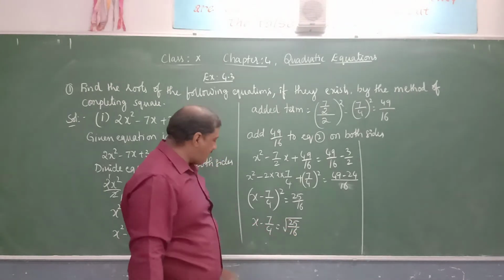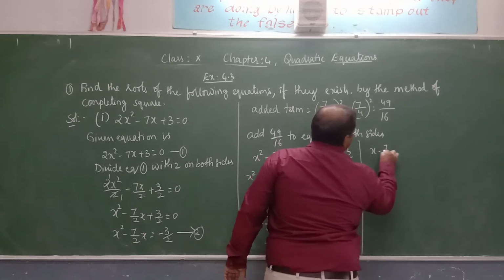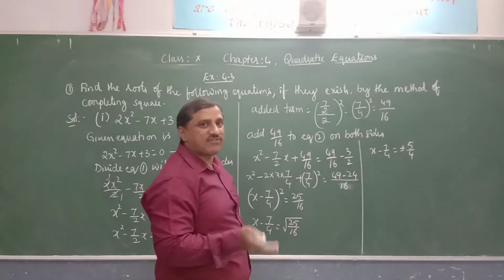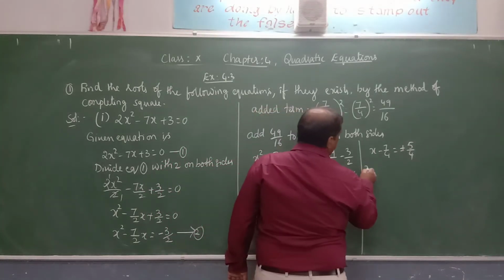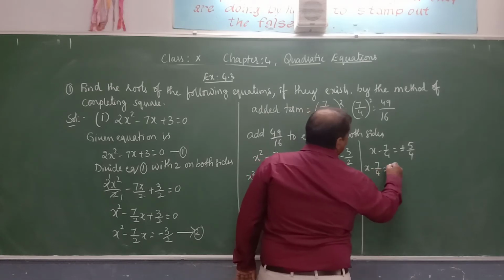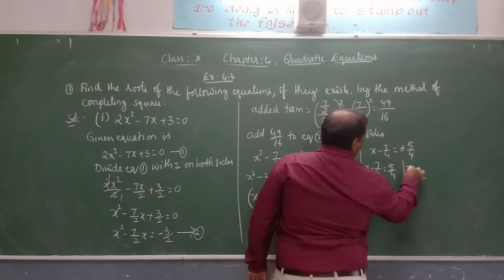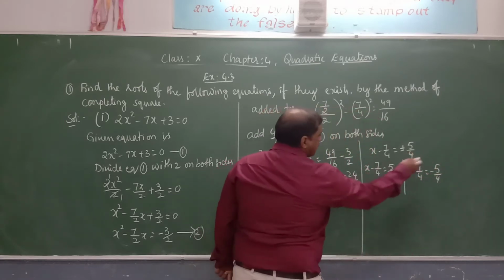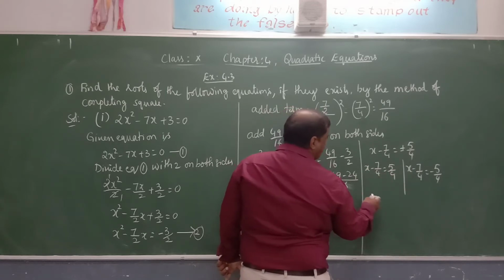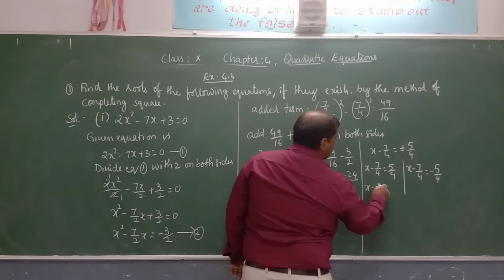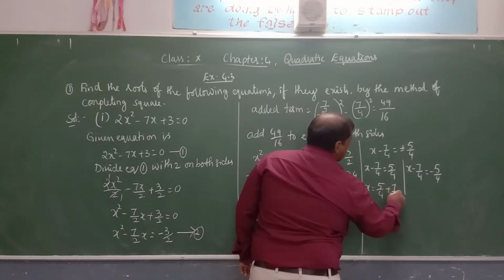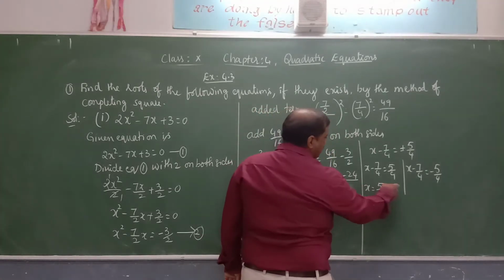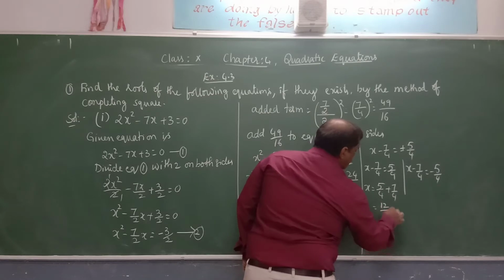So plus or minus 5 by 4, that is x minus 7 by 4 is equal to plus or minus 5 by 4, that is plus 5 by 4 and minus 5 by 4. Now x minus 7 by 4 is equal to 5 by 4, or x minus 7 by 4 is equal to minus 5 by 4. Transpose minus 7 by 4 to RHS, it will become plus 7 by 4. That is x is equal to 5 by 4 plus 7 by 4. The denominators are the same, so adding the numerators, 5 plus 7 is 12, 12 by 4, 4 threes are 12.